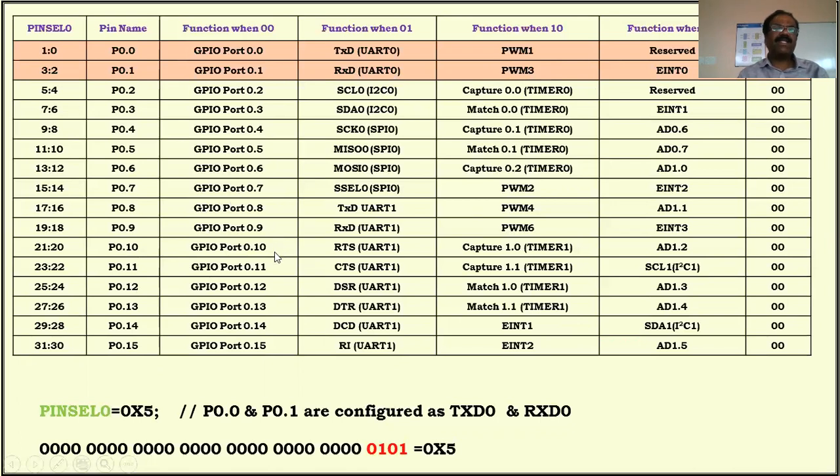As per my experiment, as per my problem, I'm going to use P0.0 and P0.1. Therefore, we have to write 01 here. We write 01, then we're going to configure this as the transmit data line to transmit the bit. And if we write 01 here, once again we can use this pin as receive data, RxD, that is, we can read bit by bit.